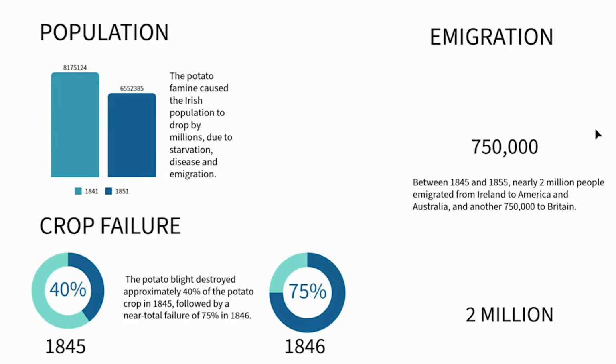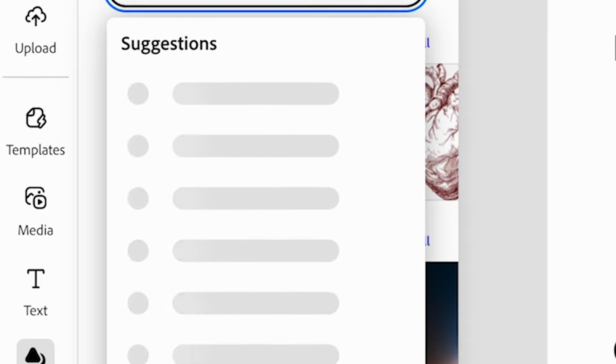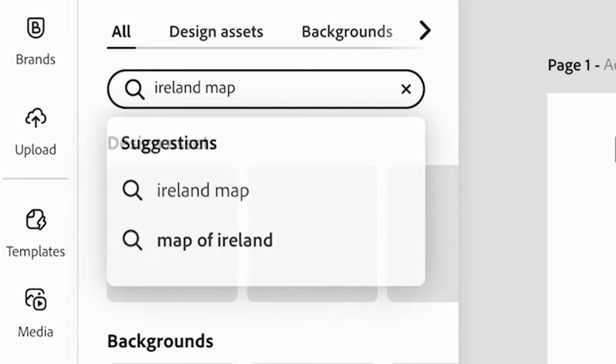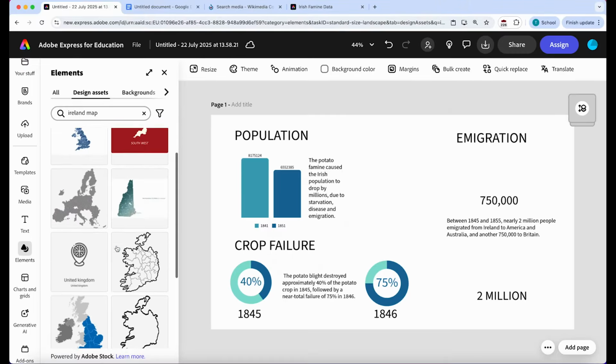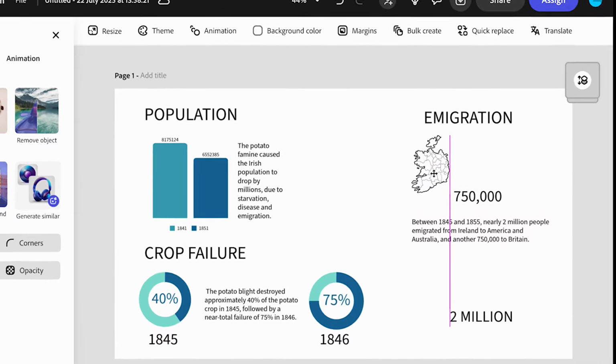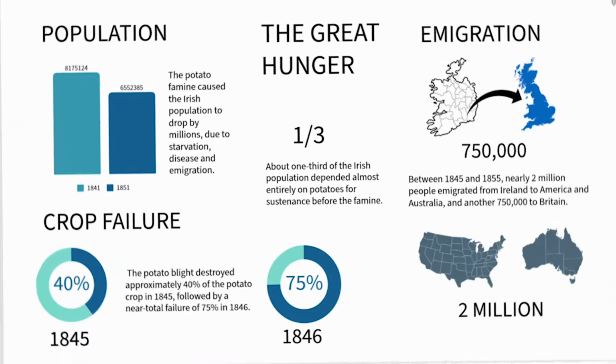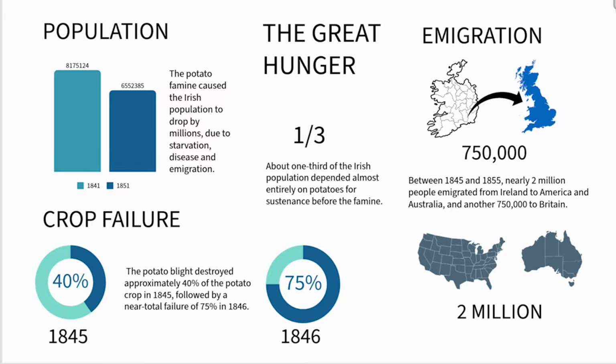Now for this one, I think it would be better to include some maps of the places that they emigrated to and where they emigrated from, which is of course Ireland. So I'm going to go to elements and I'm just going to type in Ireland map, see what comes up. This one looks pretty good, so I'm just going to add that to my page. I think I'm going to find a map of Britain, the mainland, and also America and Australia. So here we go. Here is our infographic with all of our statistics, some text explaining them, and I've just added a title that says The Great Hunger.